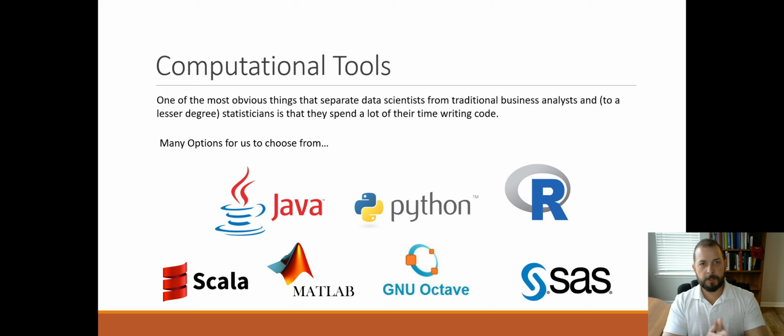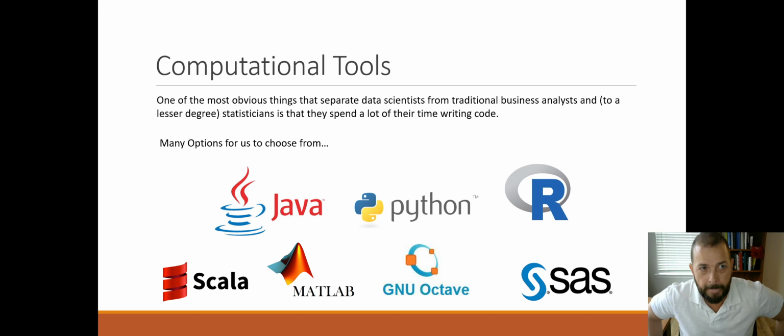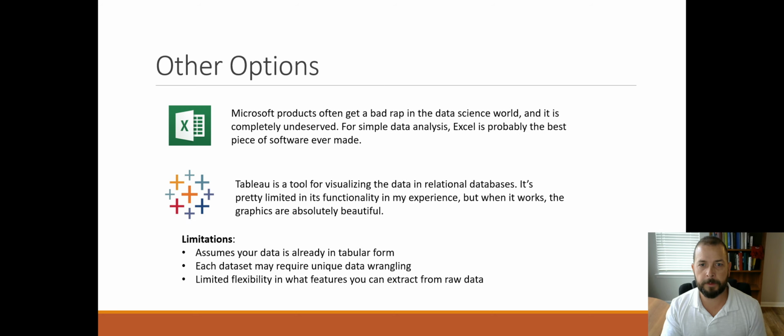Almost to the end, but let's talk a little bit about some of the computational tools that are important for computer scientists that are working in biomedical informatics and big data. Obviously, the big thing that separates data scientists from traditional business analysts or any statistician out there is that we spend a lot of time writing code. And so some of the options that we have for being able to do that are listed here. They may be familiar to you. Some of you may have heard of some of these languages out there. We'll talk about them a little bit more in particular.